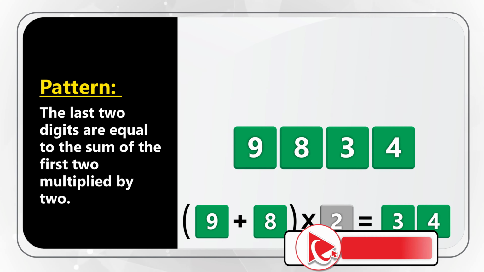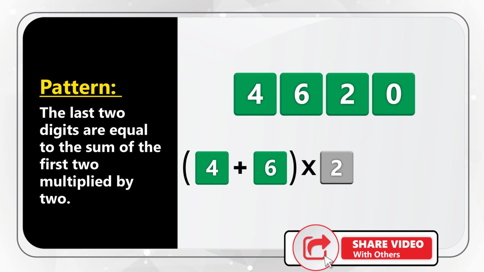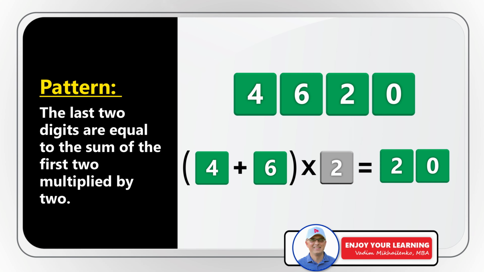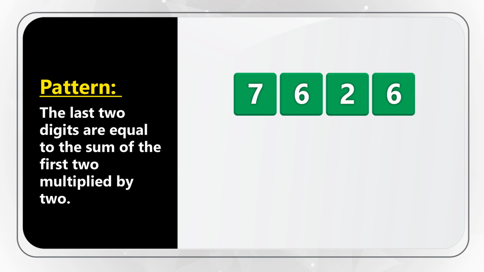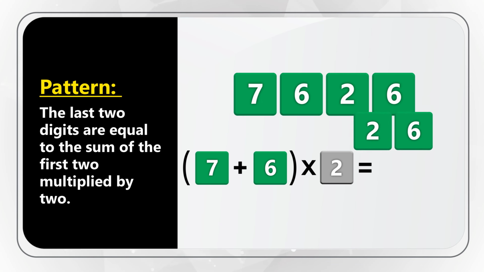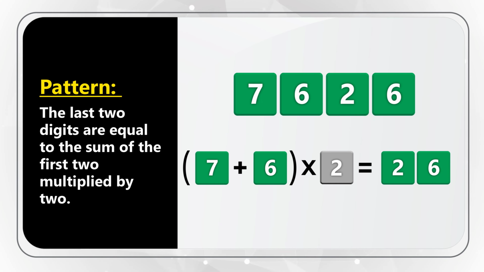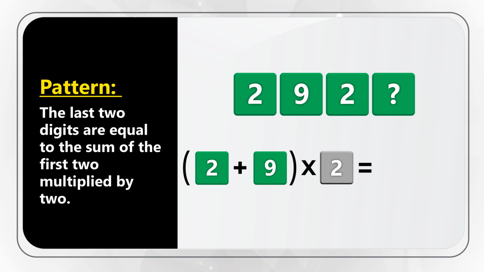Based on this logic, the third number would be 4 plus 6 in parentheses multiplied by 2, which would be equal to 20, which represents the set of numbers 4, 6, and then 20. And then the last row would be 7 plus 6 in parentheses multiplied by 2, which would be 13 multiplied by 2, which would be equal to 26. So the missing number would be calculated as 2 plus 9 multiplied by 2 equals 22. So the correct answer here is choice A, 2.